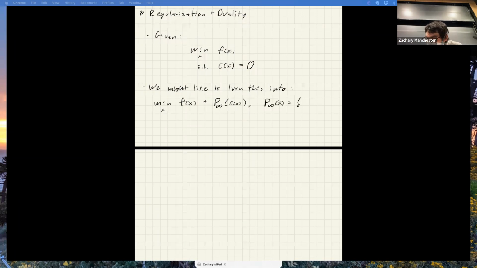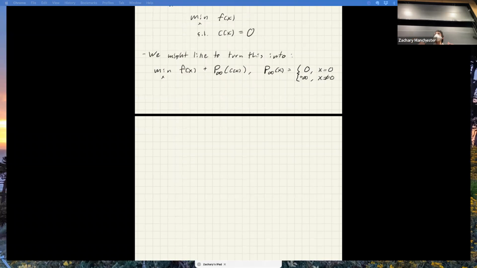where this p infinity thing is 0 when the argument is 0, i.e. when the constraint's satisfied, and then plus infinity otherwise. So does this make sense, everybody? Basically, if I satisfy the constraint, it does nothing, it's 0. If I violate the constraint, it's infinity. So, basically the best penalty you could have in theory, but numerically the worst penalty you could have for doing this in a computer, right? Okay, so we might like this. If we could figure out a way to do this numerically, though, that might be nice, right?